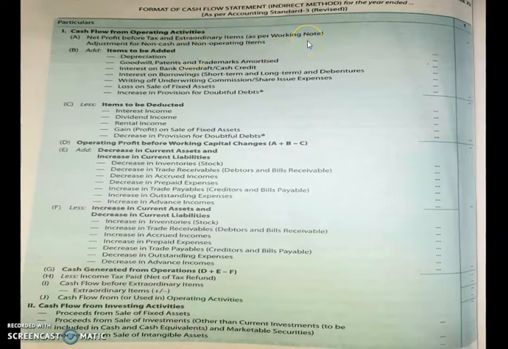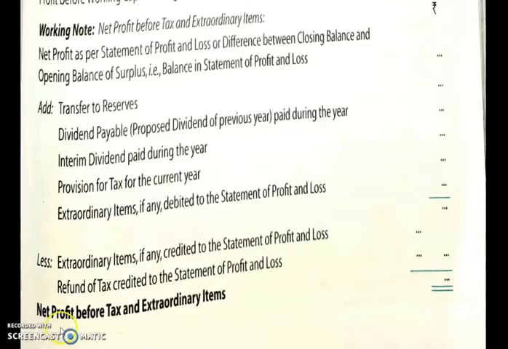Now the first part of your answer is the net profit. So for that you have to prepare a working note and then proceed with the answer. Only after preparing that working note you can start your actual cash flow statement. So here you can see it is the calculation of net profit before tax and extraordinary item. So see children, you have to study this format as it is.